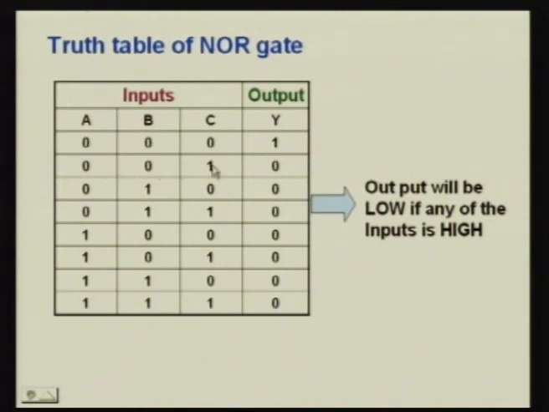Here you see only C is high and the output is low. Here B is high and the output is low. Here all 3 are high, the output is low. So the output will be low if any of the inputs is high; or we can say, if one or more than one inputs are high. This was about the NOR gate.